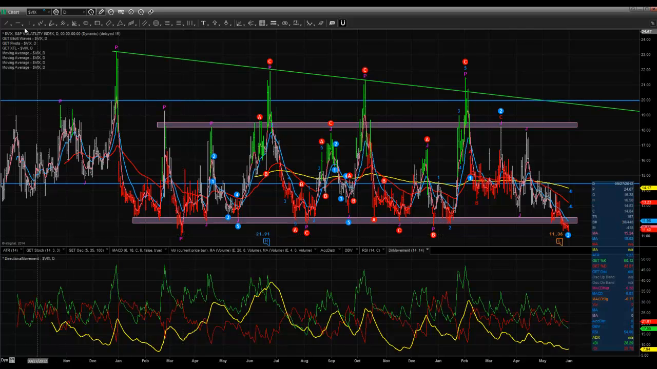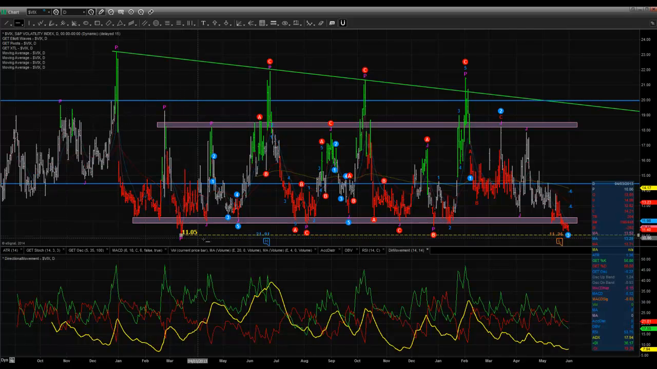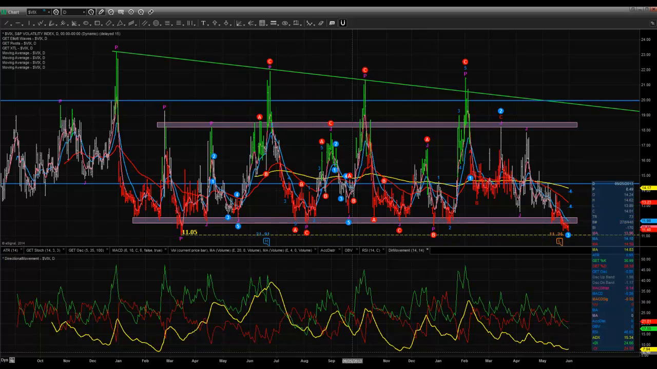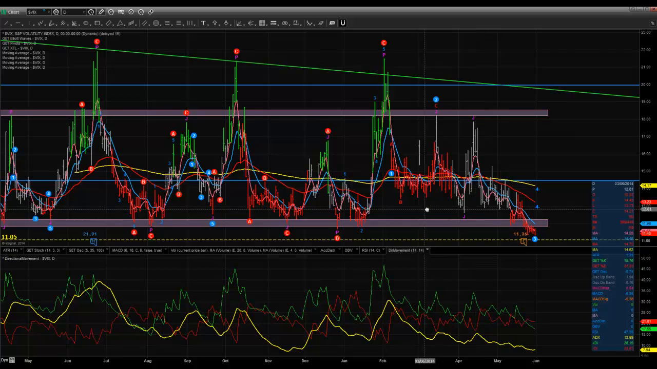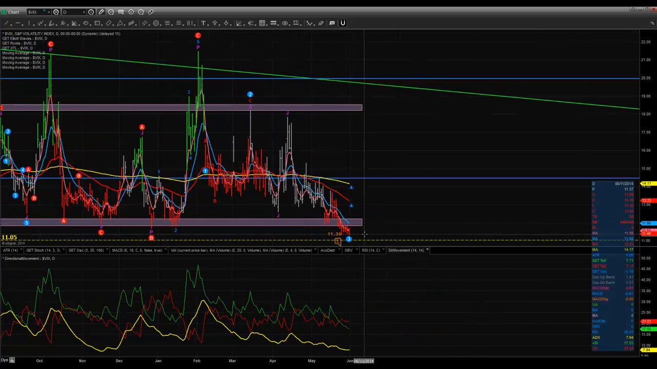So I'm going to plaster that on my screen right there. So that's where we're sitting. That was the low in 2013. So this is kind of where we're sitting right now. Understand when you get down to these levels, odds favor a movement up in volatility, which would generally mean a movement down in the equity market.